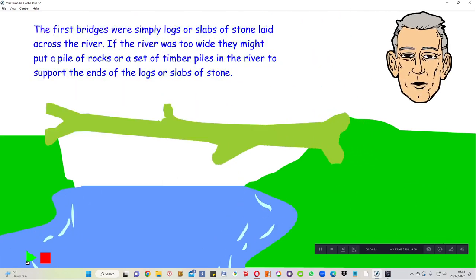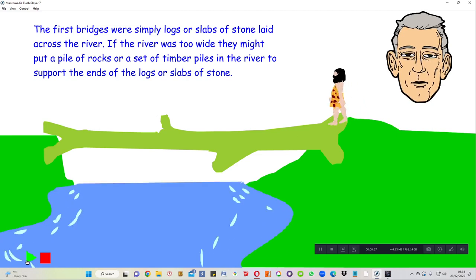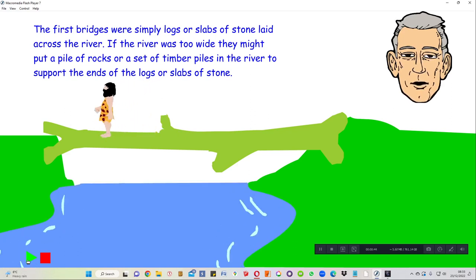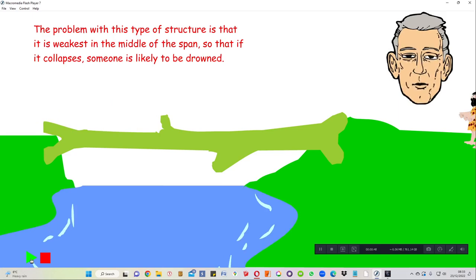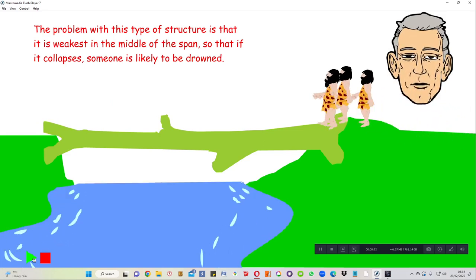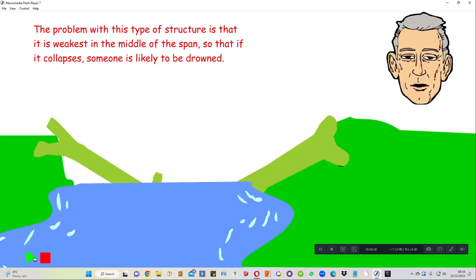The first bridges were simply logs or slabs of stone laid across the river. If the river was too wide, they might put a pile of rocks, or a set of timber piles, in the river to support the ends of the logs or slabs of stone. The problem with this type of structure is that it is weakest in the middle of the span, so that if it collapses, someone is likely to be drowned.